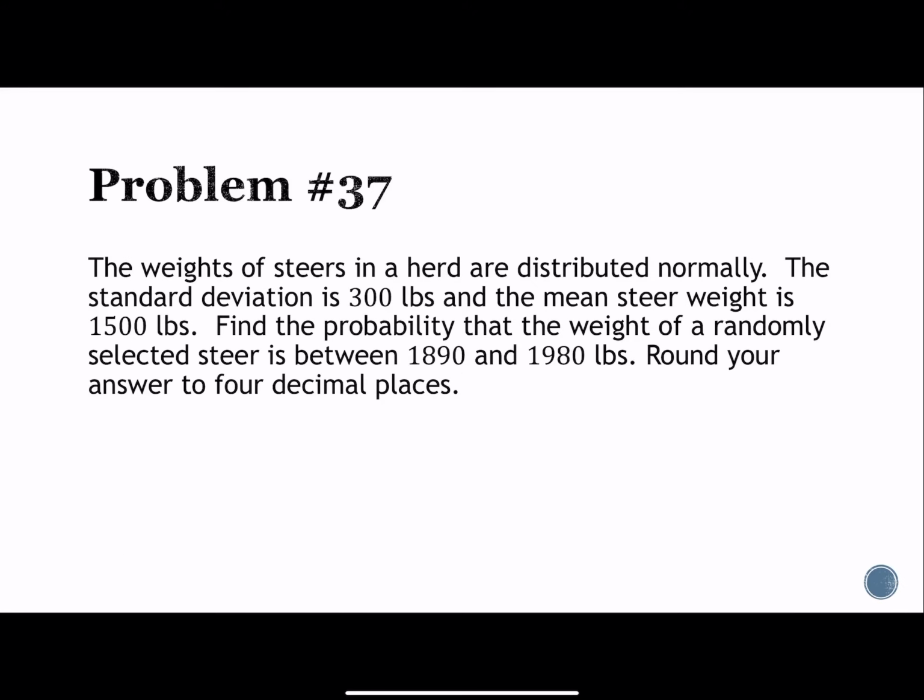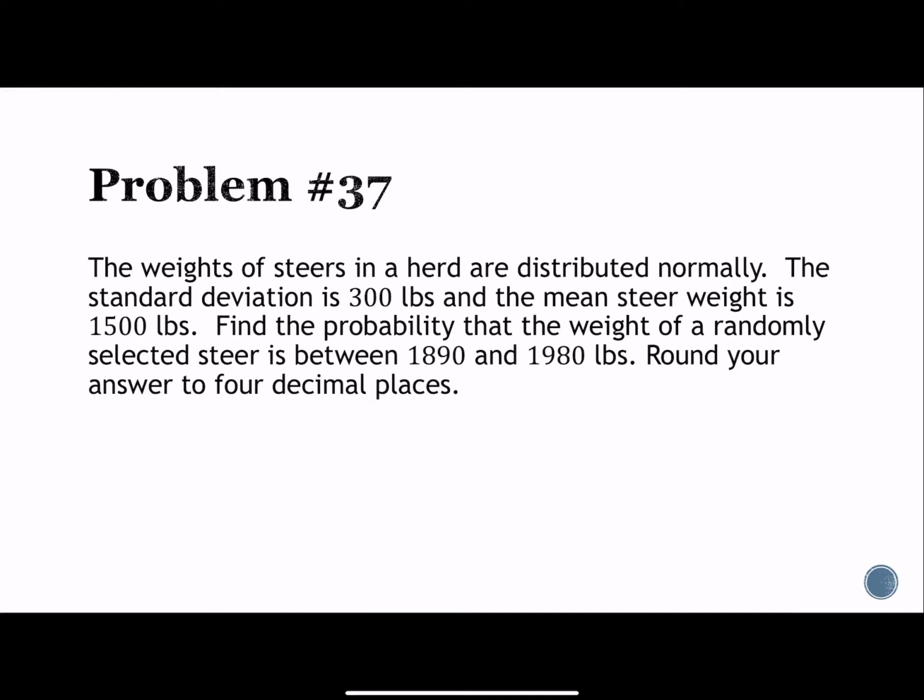The weights of steers in a herd are normally distributed. Okay, that's a keyword. The standard deviation is 300 pounds, and the mean steer weight is 1,500 pounds. Find the probability that the weight of a randomly selected steer is between 1,890 pounds and 1,980 pounds, rounded to 4 decimal places. So the wording here is we want the probability of a randomly selected steer, not a randomly selected sample. Just one single steer.